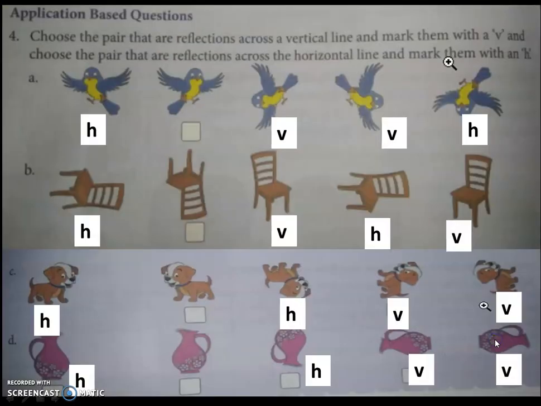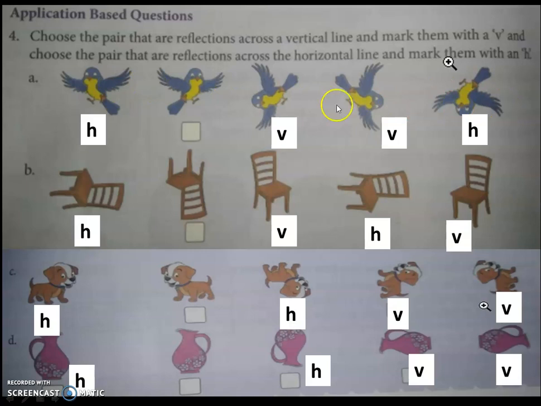And next is this one. This one will be a bit confusing, but be careful in doing it how I am doing. If you feel some other way, you can just try it out. Okay, they're asking for two images which reflect vertically, you put V, and two images which reflect horizontally, you put H. So this is the first set.